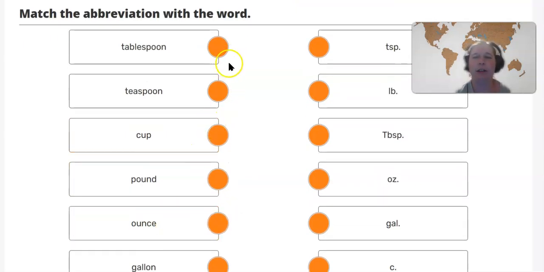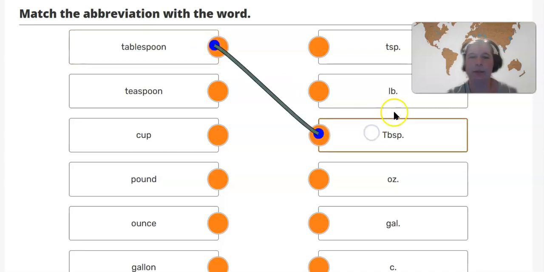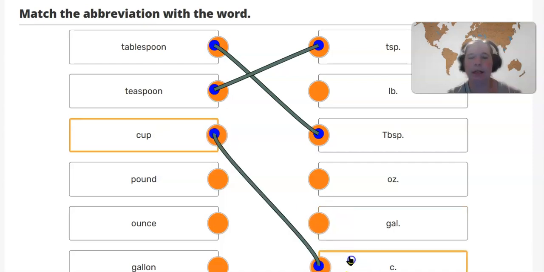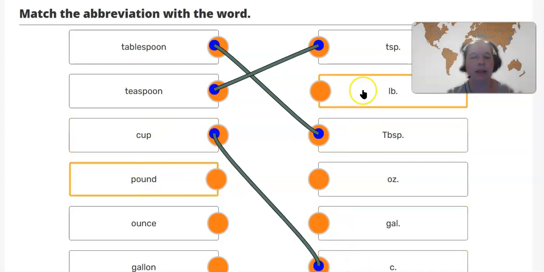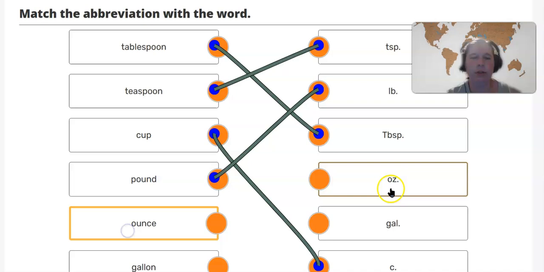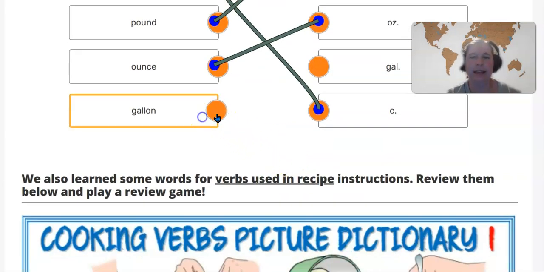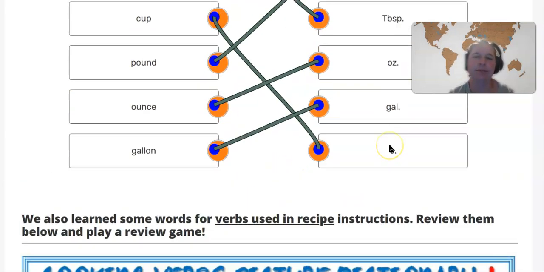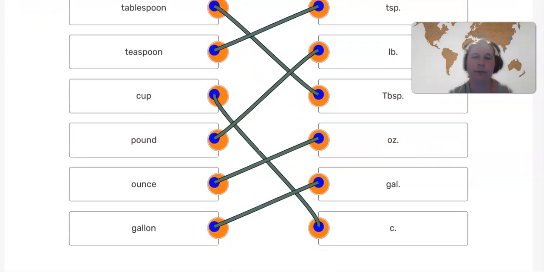Okay, and match the word with the abbreviation. Tablespoon, tablespoon, teaspoon, teaspoon, cup, cup, pound, lb, ounce, oz, gallon, gal. There you go.